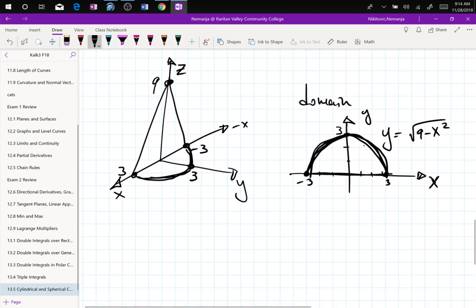So if you are looking to set up this integral in rectangular coordinates and solve it, good luck, right? Because it's not as easy and fun to use dx and all of that stuff. But what you can easily do is set up your cylindrical coordinates to find the volume of this object.